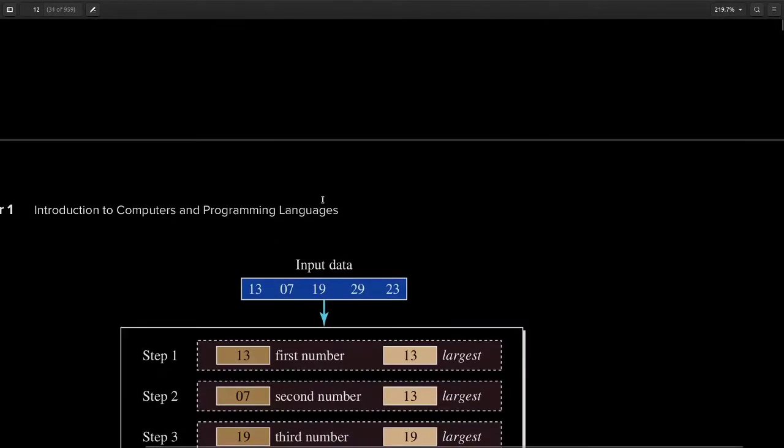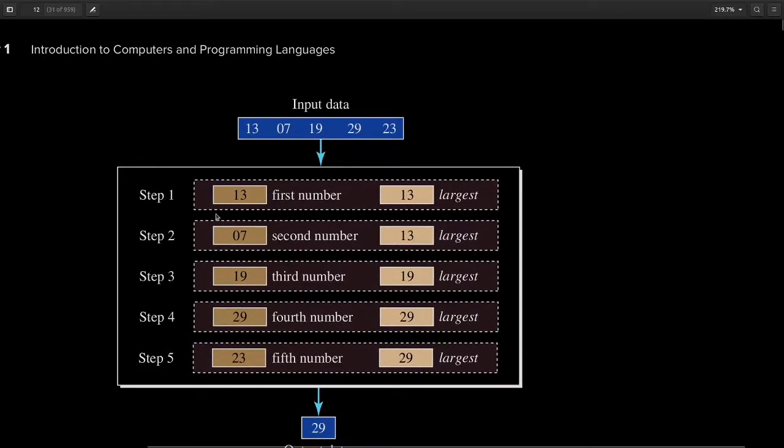Why? Because any other number we have not seen till now, so 13 is our first number. Then we will take the second number, 7, and compare it with 13. If the next input is greater than the current largest, then we will update largest. Since 7 is smaller than 13, we are not going to update largest. Then in step 3, we take the input 19. 19 is greater than 13, so we need to update largest, and we put the value 19 in largest.